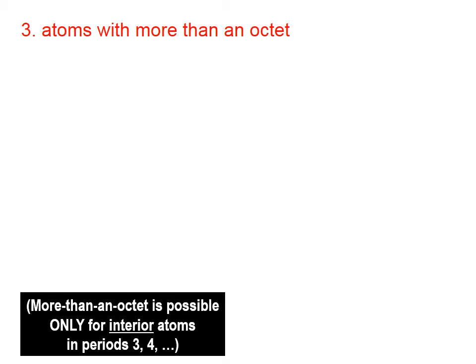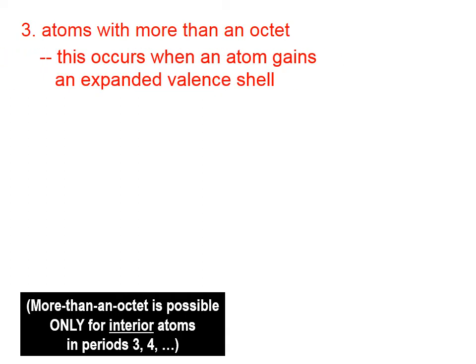If you have some room in the margin, if you're taking notes on this, you might want to jot this down: more than an octet is possible only for interior atoms in periods 3, 4, 5, and so on. In other words, in a molecule, if the atom is an interior atom and it's in period 3 or 4 or higher, it might be able to have more than an octet. Exterior atoms never do. Atoms in periods 1 or 2 never do. More than an octet occurs when an atom gains an expanded valence shell.